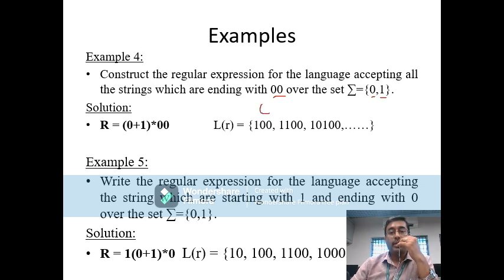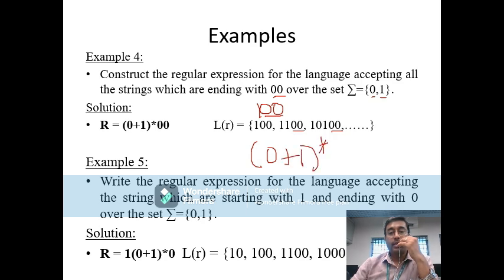I can generally take 1, 0, 0. So now it is ending with 0, 0. If I take 1, 1, 0, 0, it is ending with 0, 0. 101 is not, but 1 0 0 is ending with 00. So now my regular expression will be (0 plus 1) the whole star.